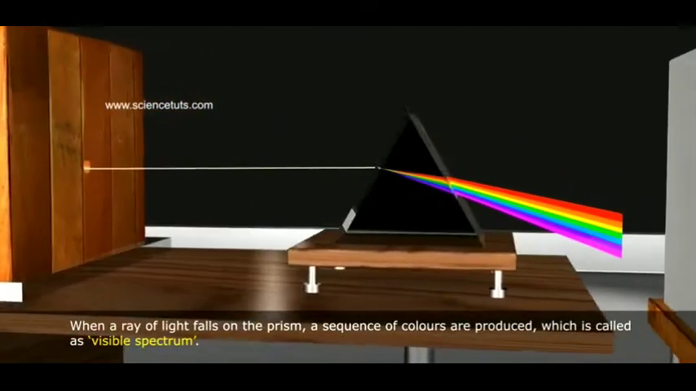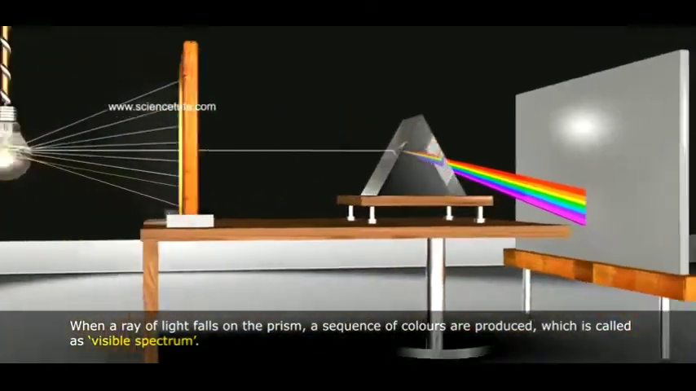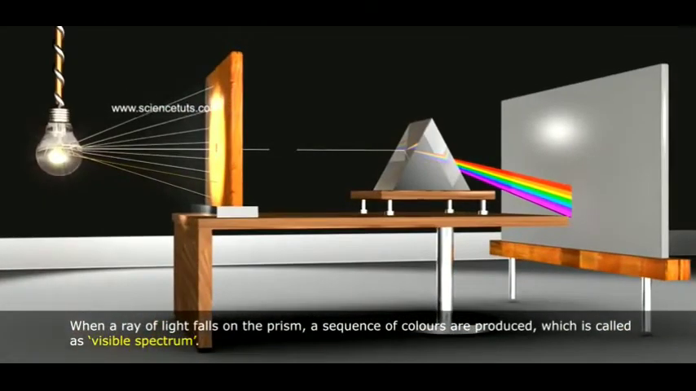When a ray of light falls on the prism, a sequence of colors is produced, which is called the visible spectrum.